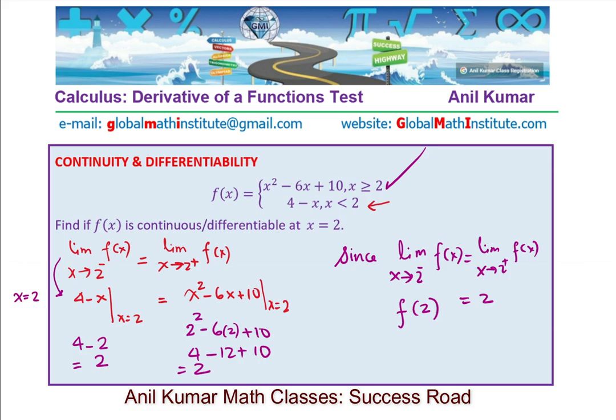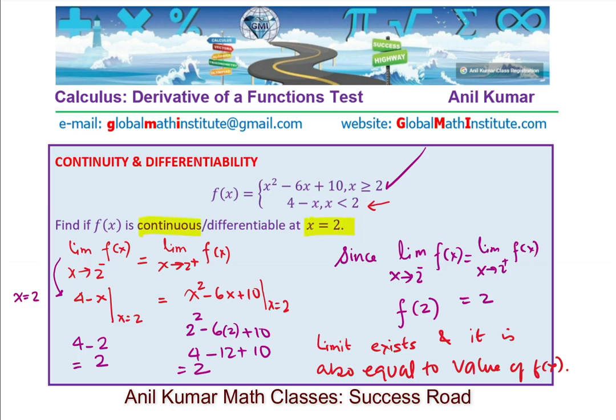So by definition, a function is continuous if the limit exists and the limit is the same as the value of the function, right? So let's make a note of this. That means a limit exists and it is also equal to the value of the function. Makes sense, right? So we have shown that the function indeed is continuous at x equals 2. Now let's look into the differentiability part. I hope this concept is absolutely clear.